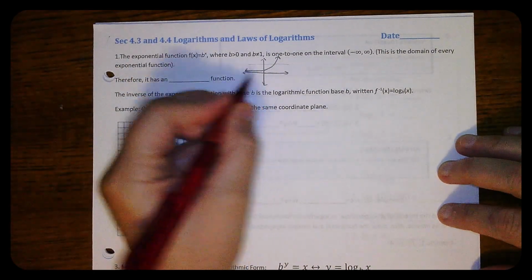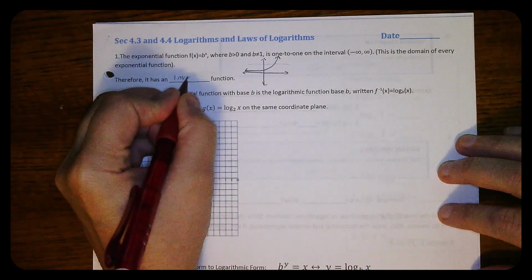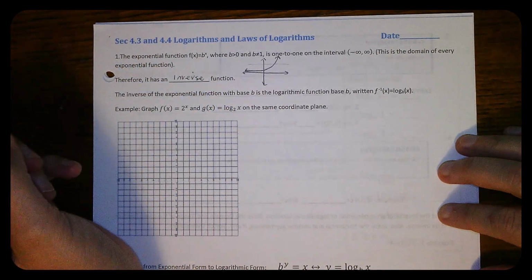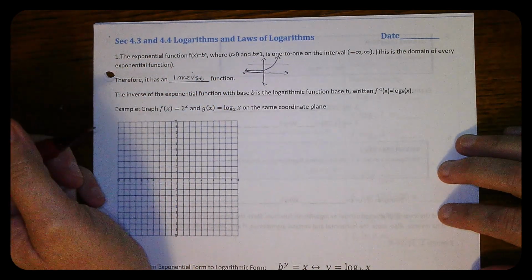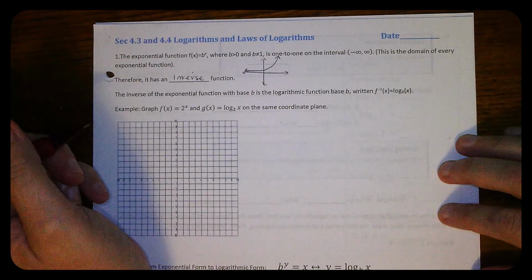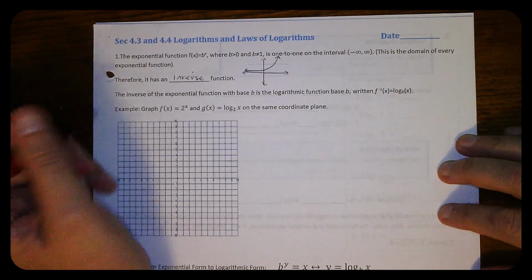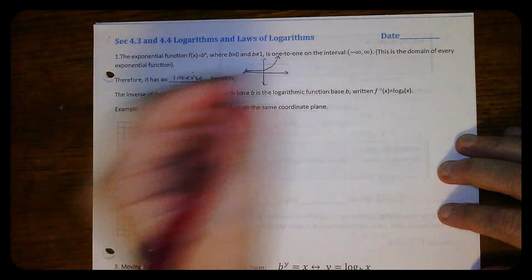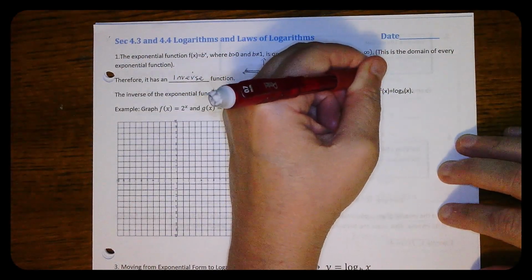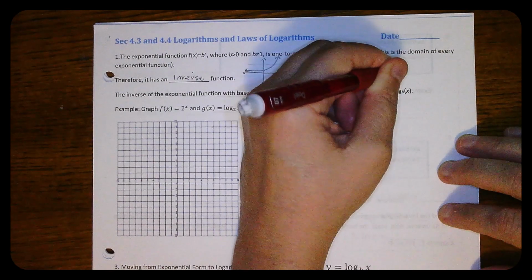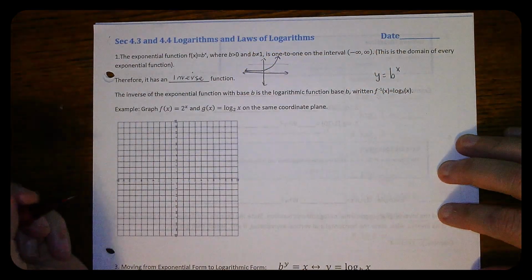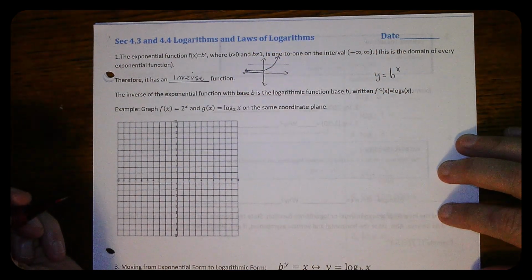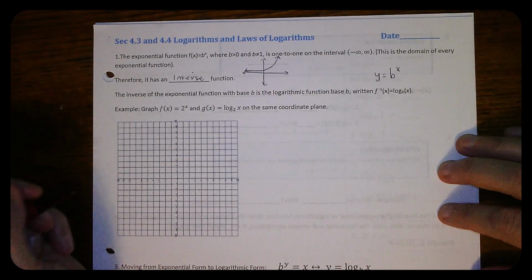So since it's 1 to 1, it has an inverse function. And the inverse of the exponential function with base b is the logarithmic function base b, written f inverse of x equals log base b of x. If you have y equals b to the x, then that's the inverse. Okay, so let's just look at that before we get any further.